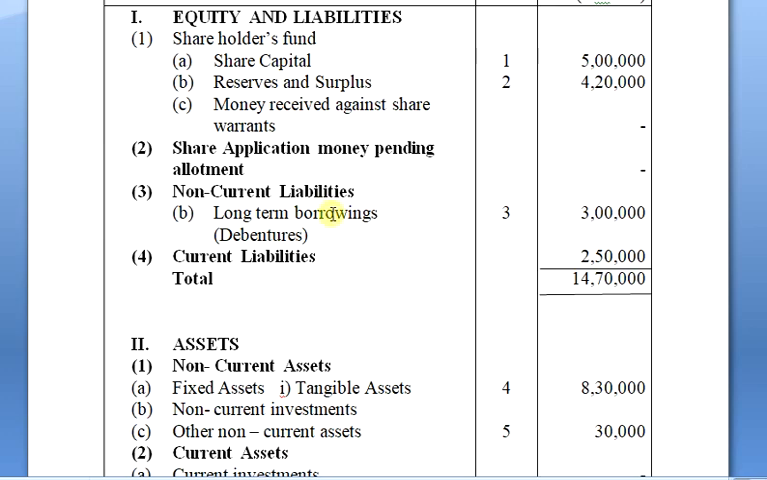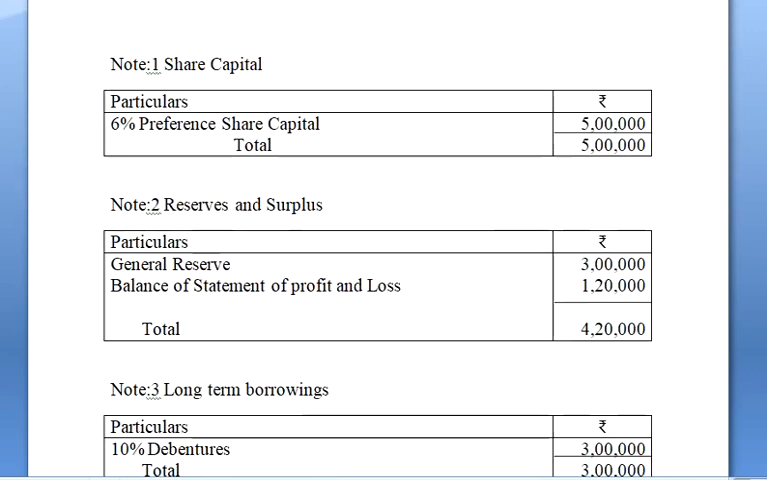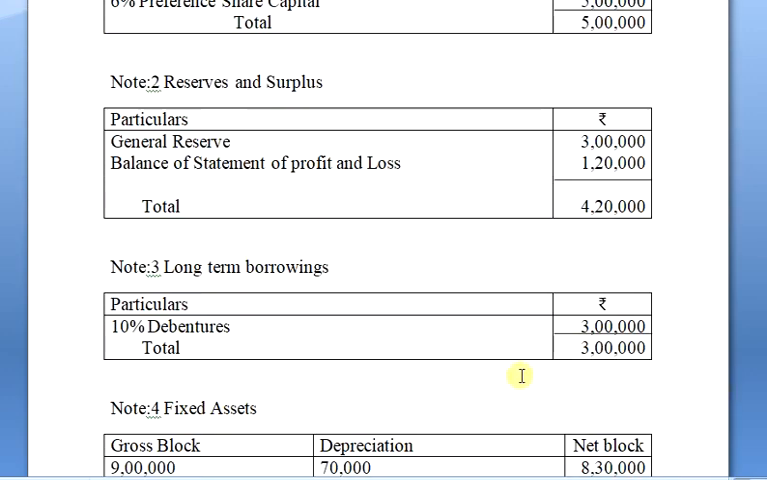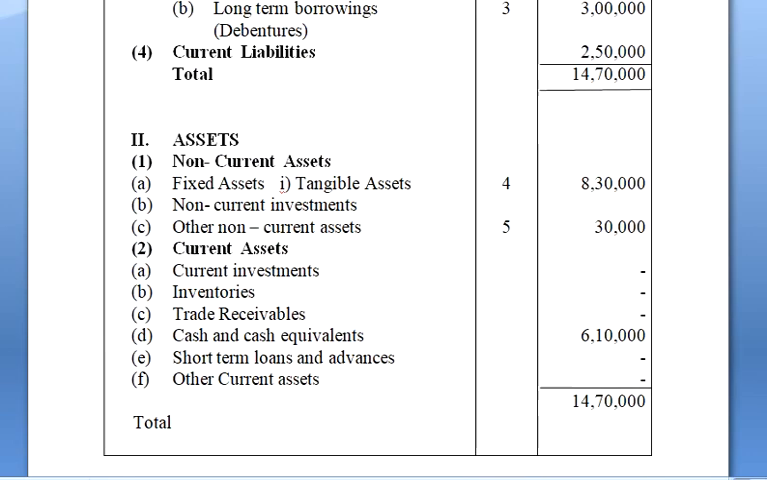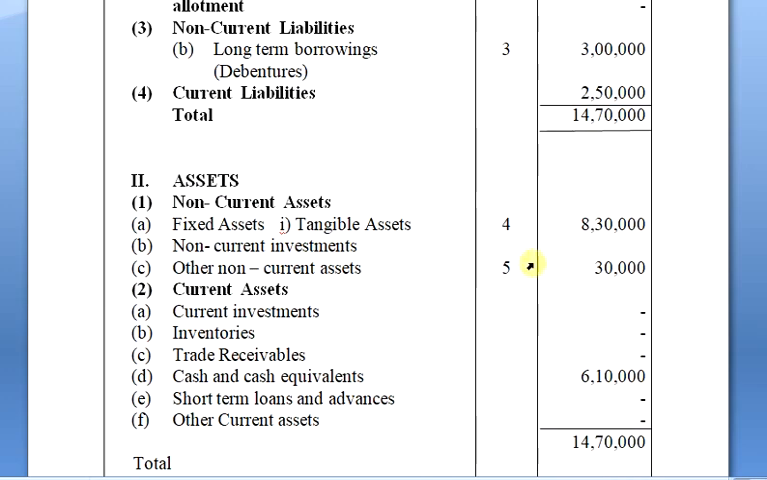Non-current liabilities, long-term borrowings, debentures, that is note number 3, 3 lakhs. So we know that debentures 3 lakhs is the balance. So long-term borrowings, how many percent debentures? 10% debentures, 3 lakhs. So that 3 lakhs we have considered here. So it becomes 3 lakhs. Long-term borrowings, debentures, note number 3, 3 lakhs. Current liabilities, it is of 2,50,000.